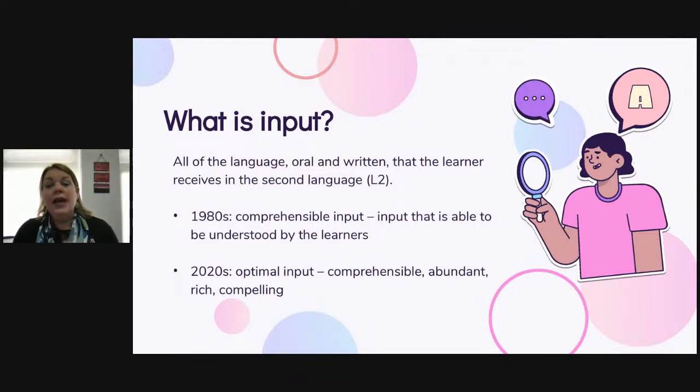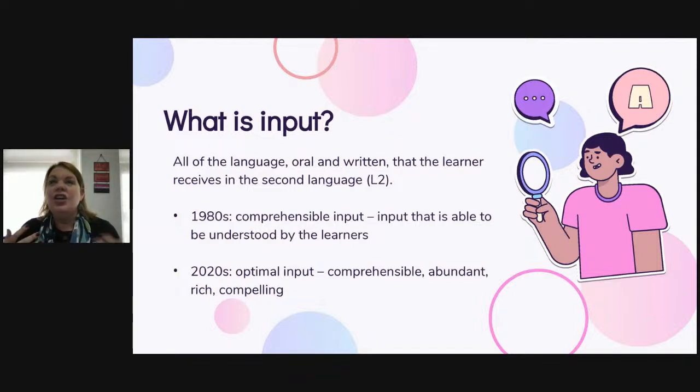Optimal input has four main characteristics. It's comprehensible, just like comprehensible input, right? It's abundant, so we need lots and lots of it. It's rich, by rich we mean rich in language, and it's compelling. In other words, it's extremely interesting for our students, right?